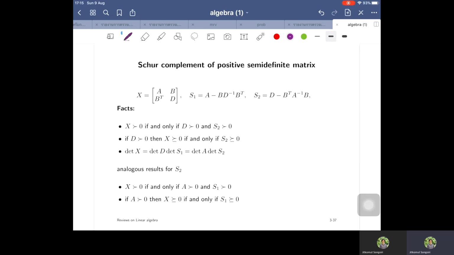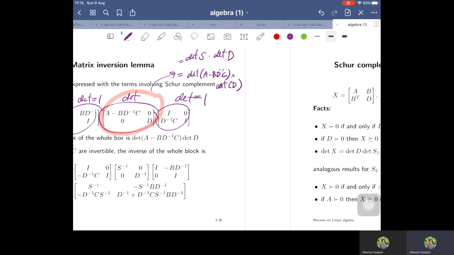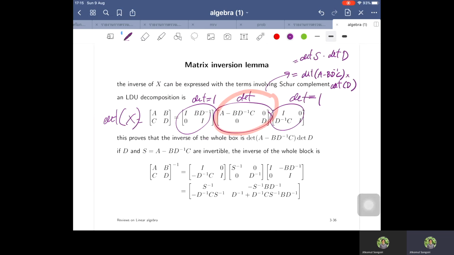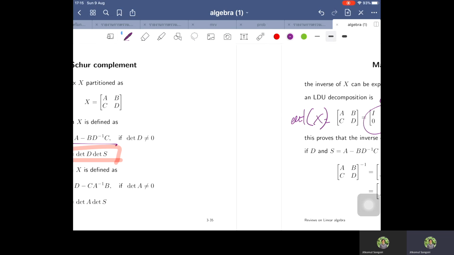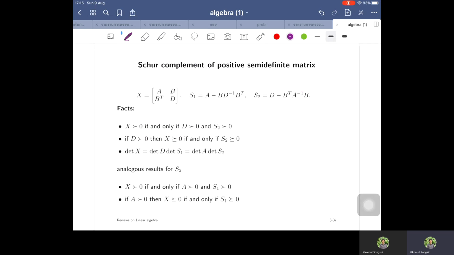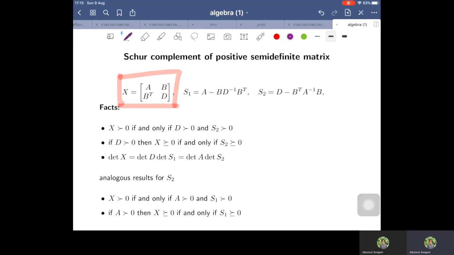The Schur complement often finds application in a special case when we have a matrix that is symmetric. In this case, it just reduces to the form where this is the Schur complement of D in X, and this is the Schur complement of A in X.